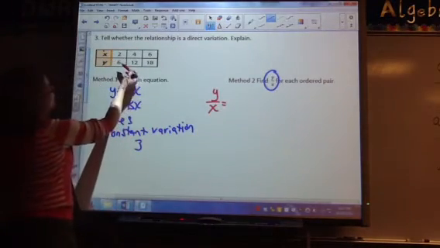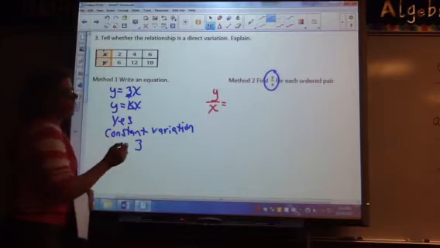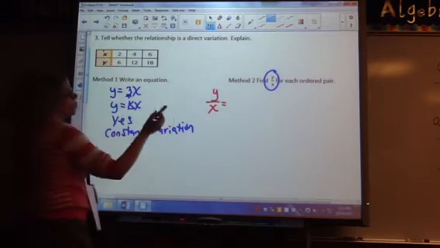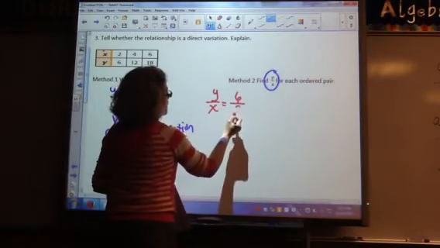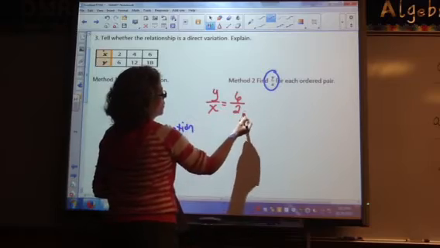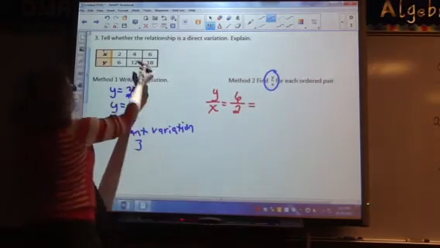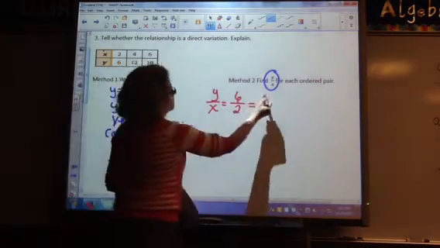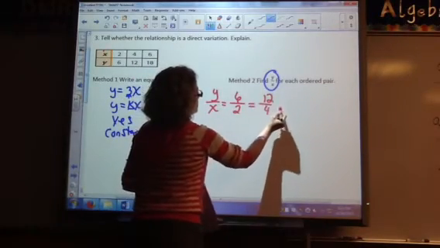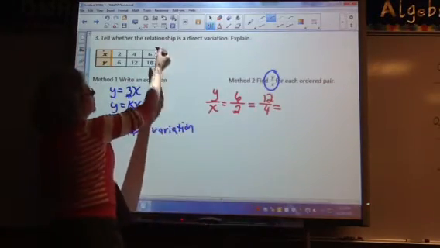So our first ratio would be, and be careful here, it is 6 over 2, not 2 over 6, because our y is 6 and our x is 2. Our next one would be 12 over 4. And our last one would be 18 over 6.